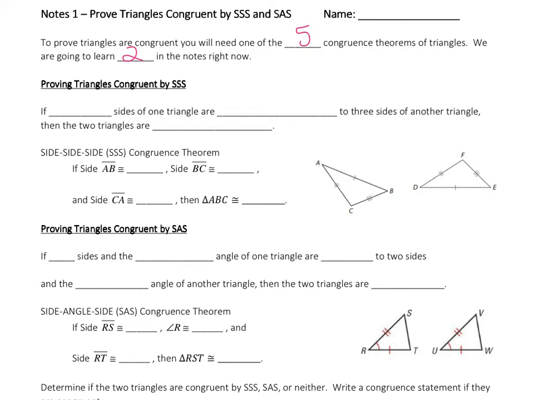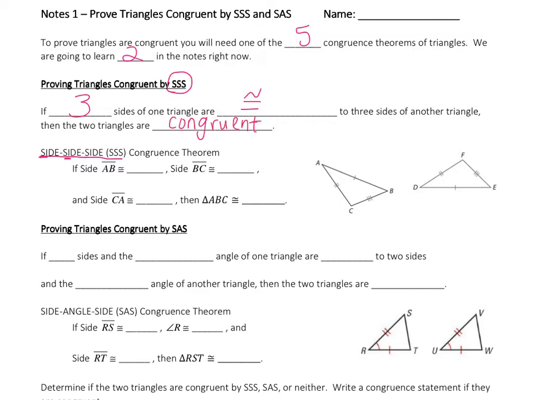Proving triangles are congruent by SSS means side, side, side. So notice the SSS stands for side, side, side. And what that means is if we have 3 sides in one triangle that are congruent to 3 sides in another triangle, then the 2 triangles are congruent.